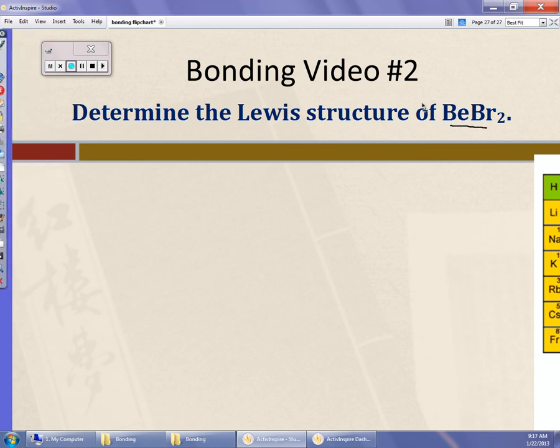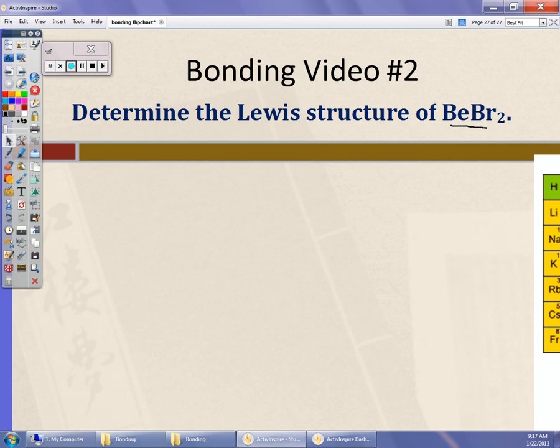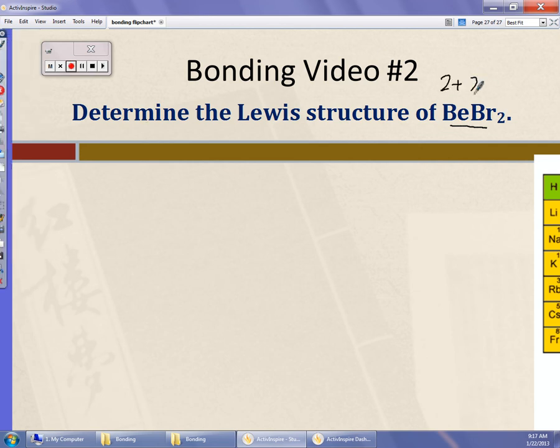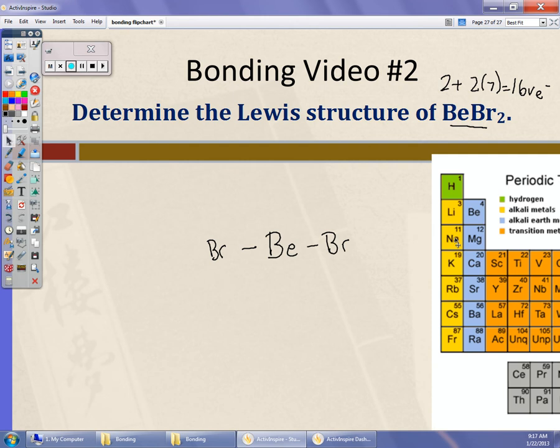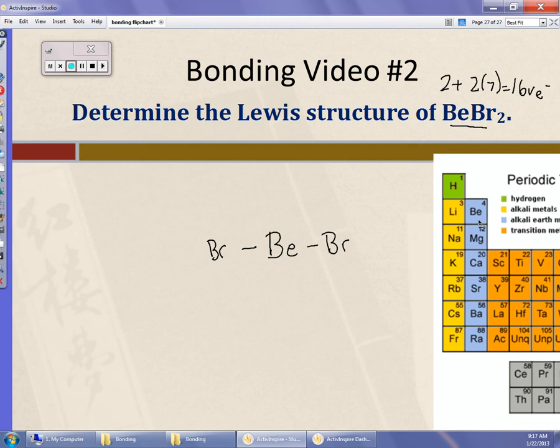First, beryllium is going to end up with 2 valence electrons. Plus, there's 2 bromines with 7 electrons apiece. We have 16 valence electrons. Beryllium is the closest to 4. He goes in the center, and the bromines go on either side. Beryllium is done. Because of where he is located on the periodic table, he gets 2 bonds and 4 electrons. He is done.